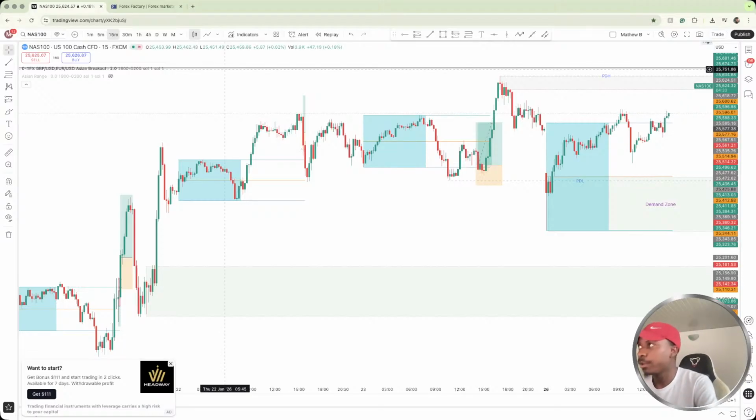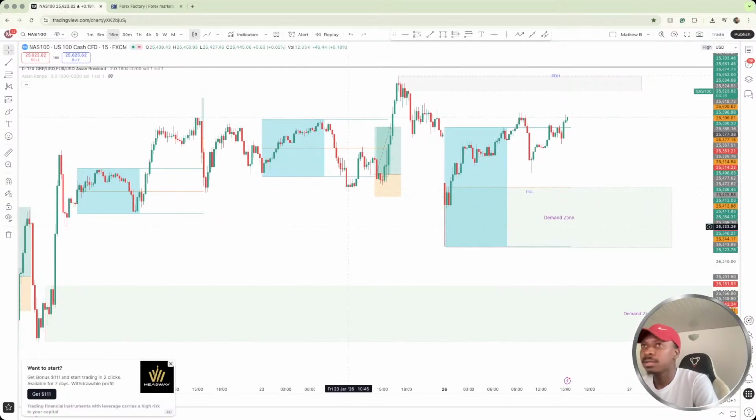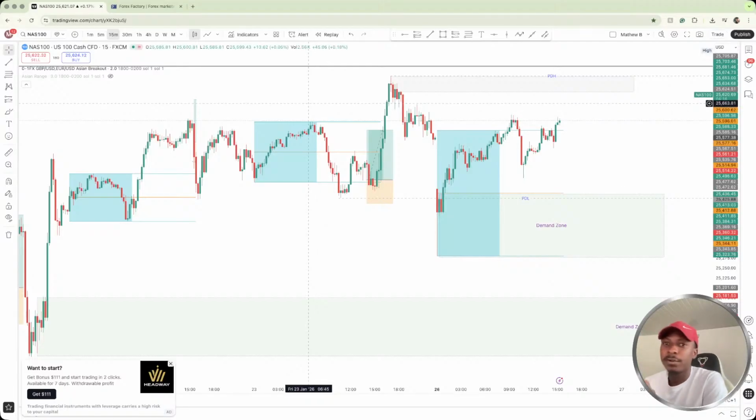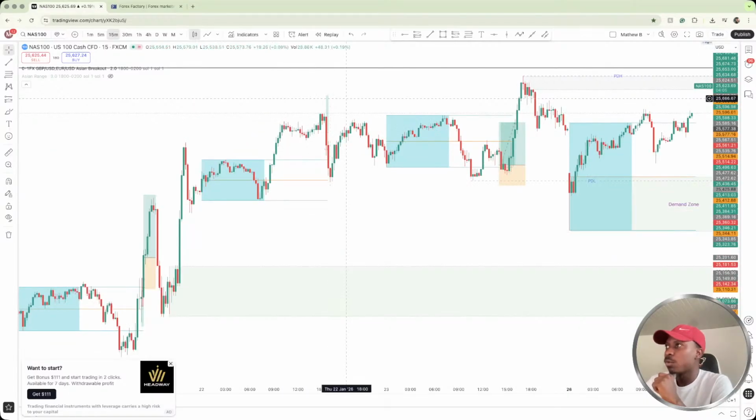So what do we have? Let's run down through the update. Earlier on in the London session, we already checked through the analysis. We're going to run through the analysis again. We identified the zone that we're going to be trading from earlier on, and pretty much the zones are still the same. The demand zone that we have identified is still the one we're going to be using.